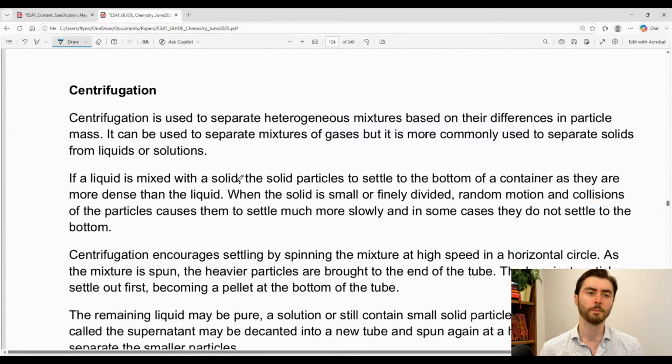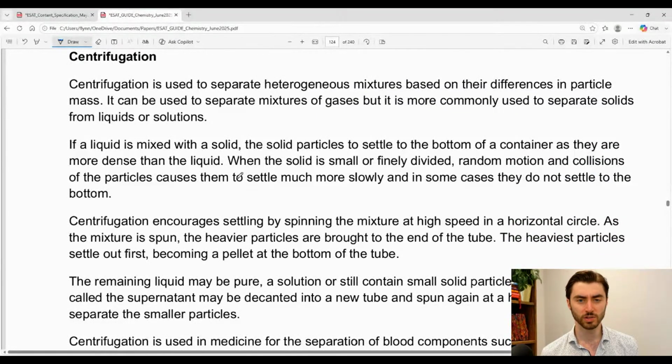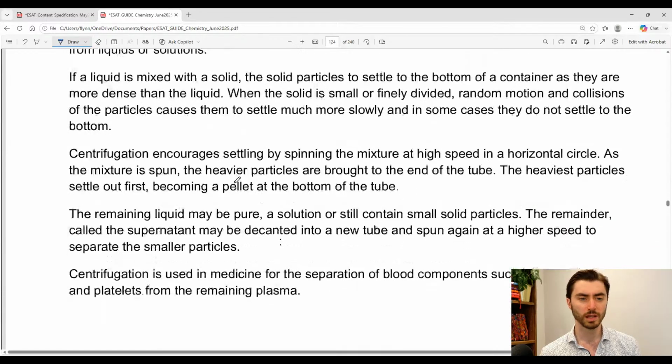Now this, it's used to separate heterogeneous mixtures. So that's mixtures with more than one thing in it, based on their differences in particle mass. It can be used to separate mixtures of a gas, but it is more commonly used to separate solids from liquids or solutions. If a liquid is mixed with a solid, the solid settles to the bottom of the container because they're more dense. When it's smaller, finely divided, random motion and collisions cause them to settle much more slowly, and in some cases they do not settle, they just hang. So you put it in a centrifuge, and it'll force it.